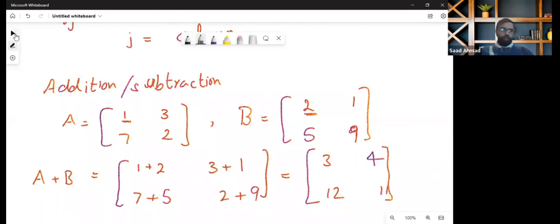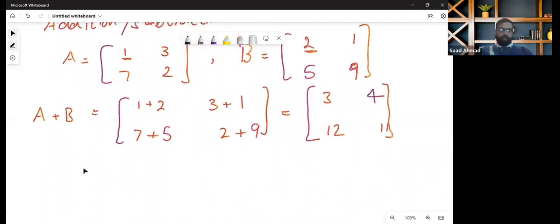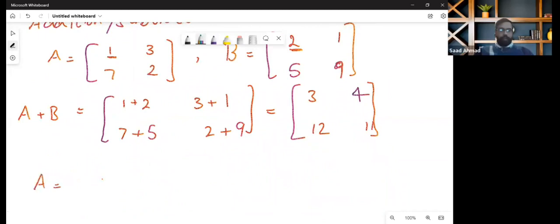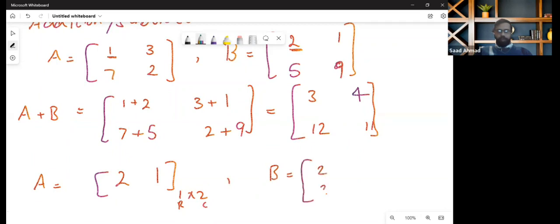Let's say just a question here. Let's say I have a matrix A, which is 2, 1. This is a matrix of order 1 cross 2, 1 row, 2 columns. And I have a matrix B, which is 2, 3. So this is 2 cross 1, so 2 rows and 1 column. So the question is, how will we add them?